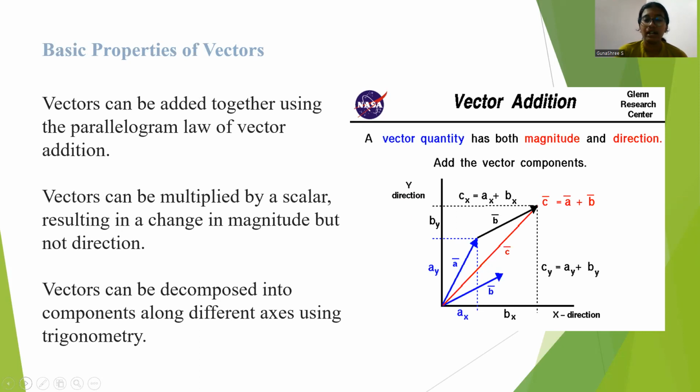A vector has both magnitude and direction. It can be multiplied, and that multiplication has to be done through a scalar, which results in a change in the magnitude, but the direction remains the same when it is multiplied by a scalar. They can also be split into different components along the different axes using trigonometry.